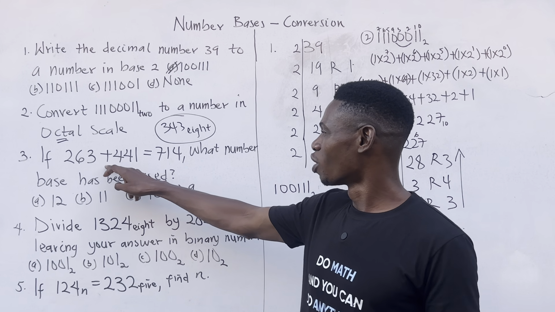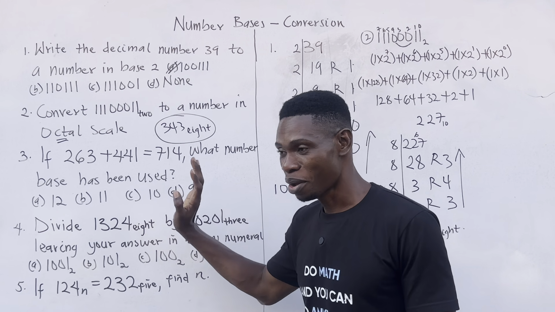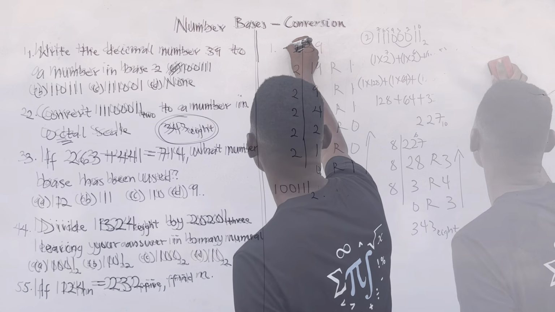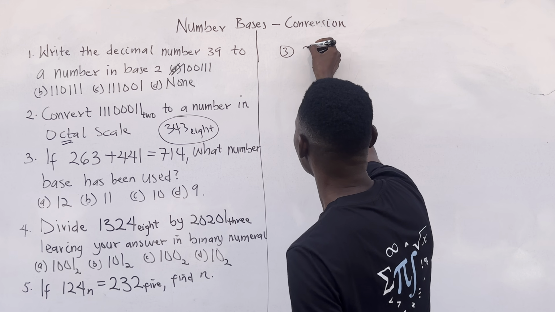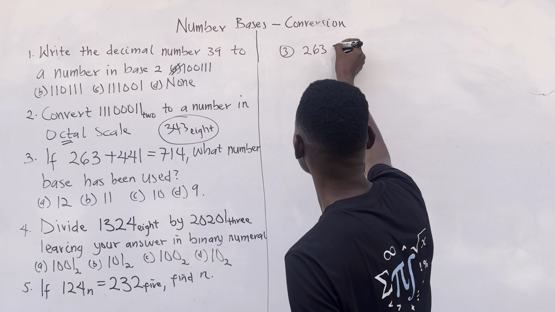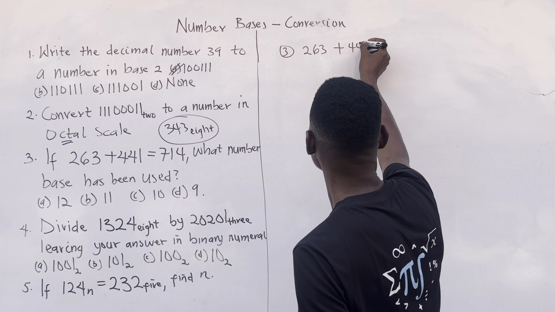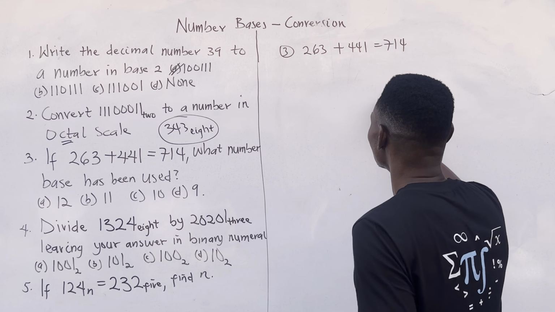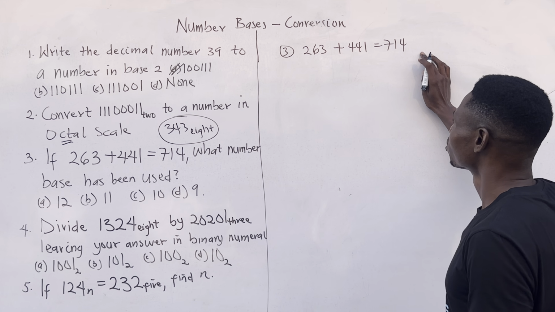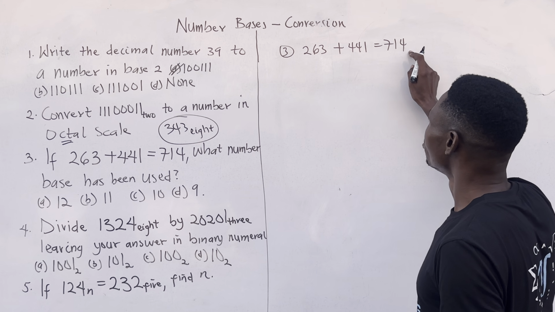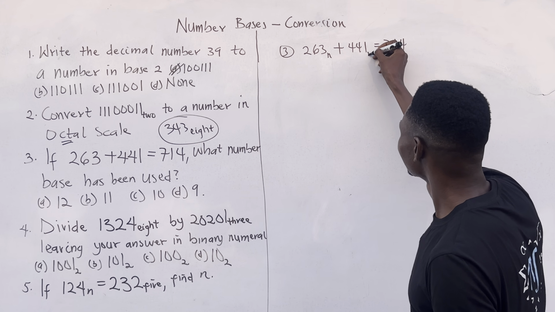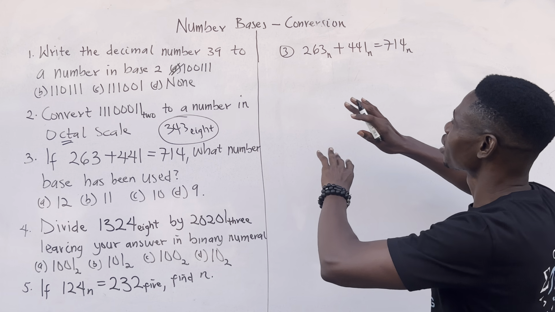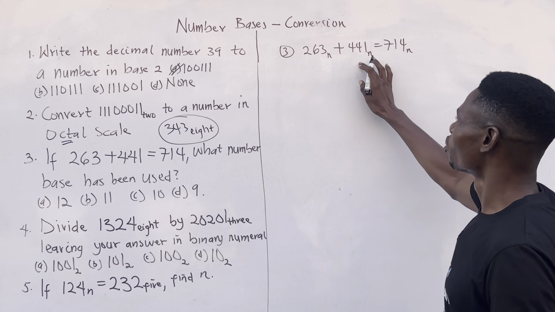Okay, so the base is not given. We are required to look for the base. All right, so let's do it together. So for number 3, we'll have 263 plus 441 equal to 714. So we're looking for the base that was used. So they will all be in the same base. So let's just give it n as our base. Now we can convert everything to base 10, and then we'll get our n.